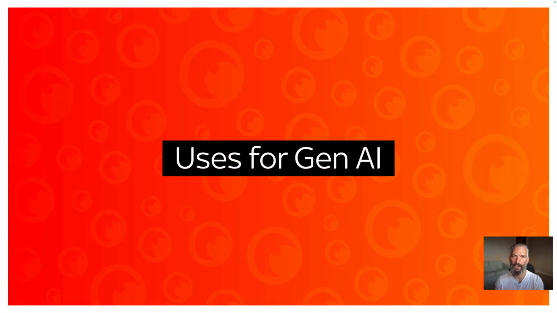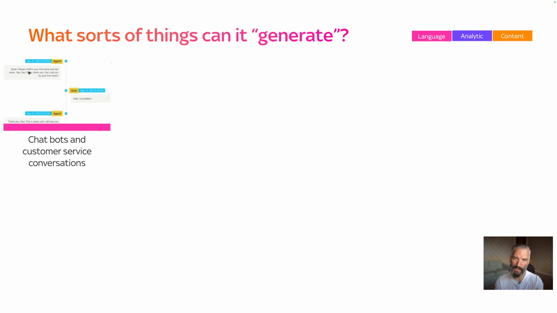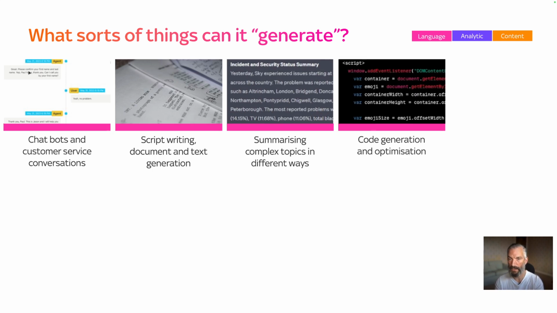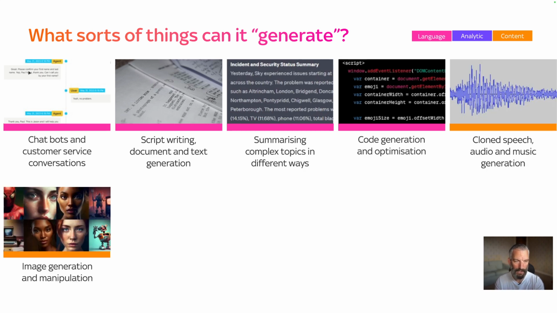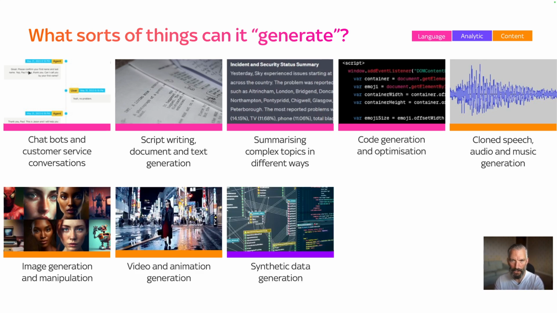So first of all, let's have a look at the main uses of Gen AI. What is it being used for? I used this slide in the first video, but I'll go through it anyway because it summarizes it well. It's used for chatbots, script writing, summarizing large pieces of text, code generation and optimization. It can generate speech, for instance, images. It can manipulate those as well, videos, animation.